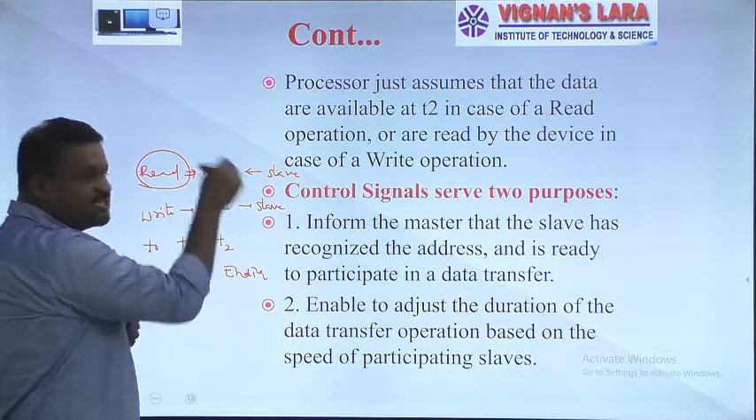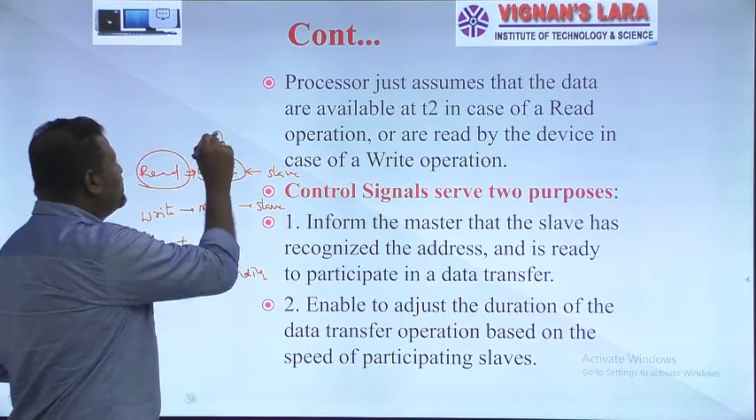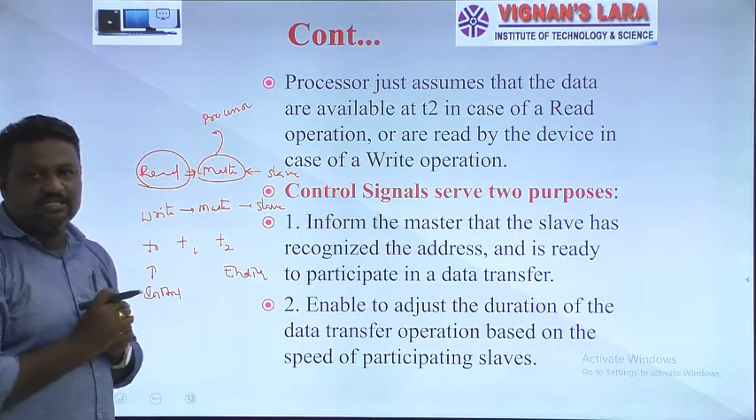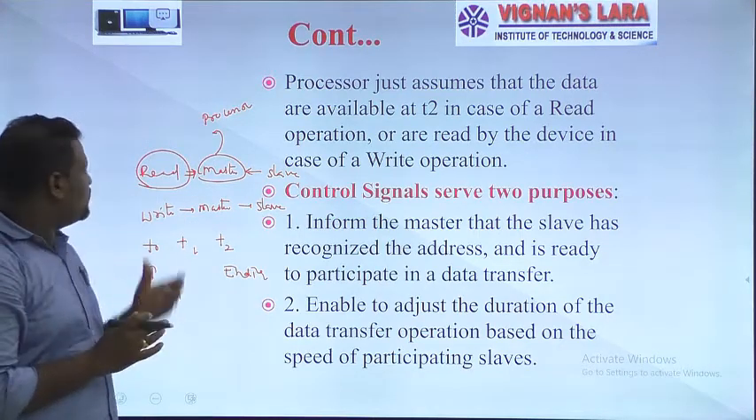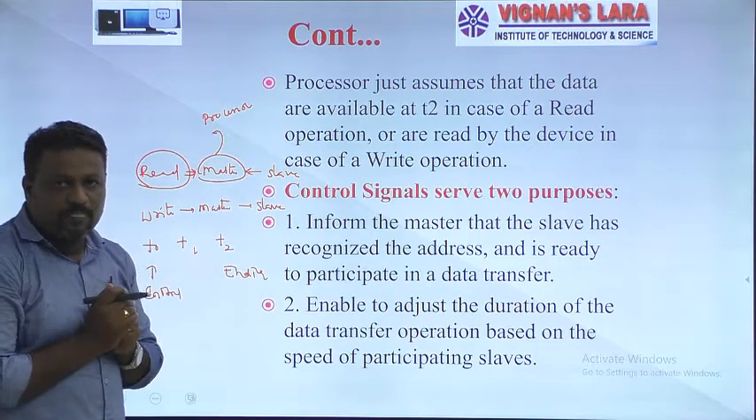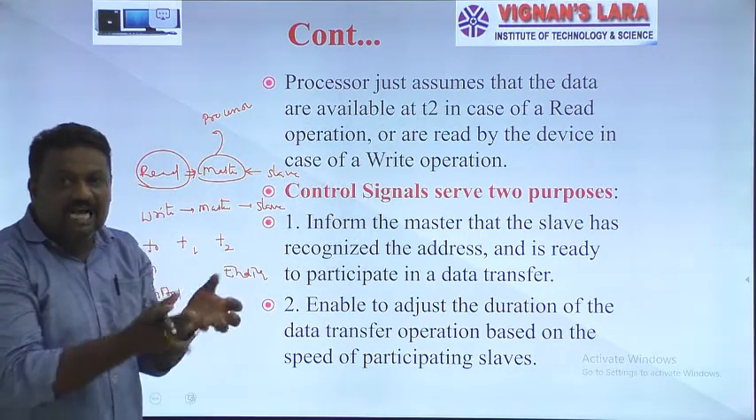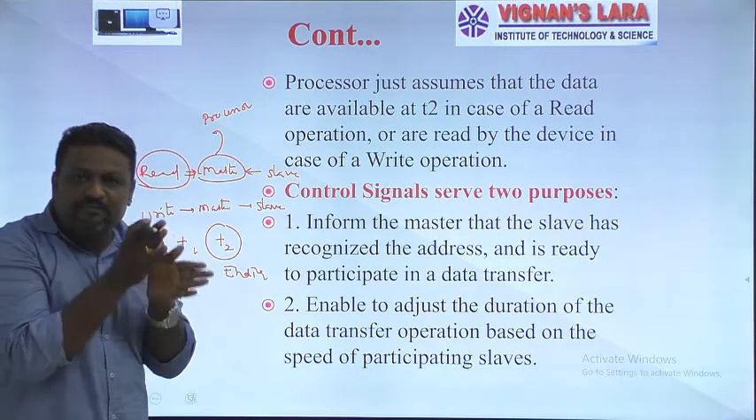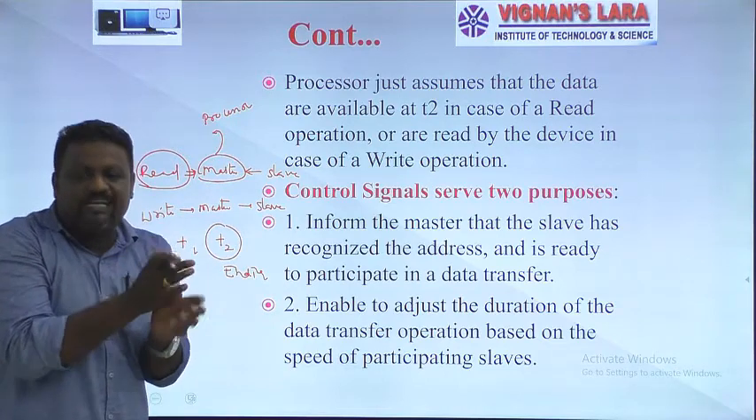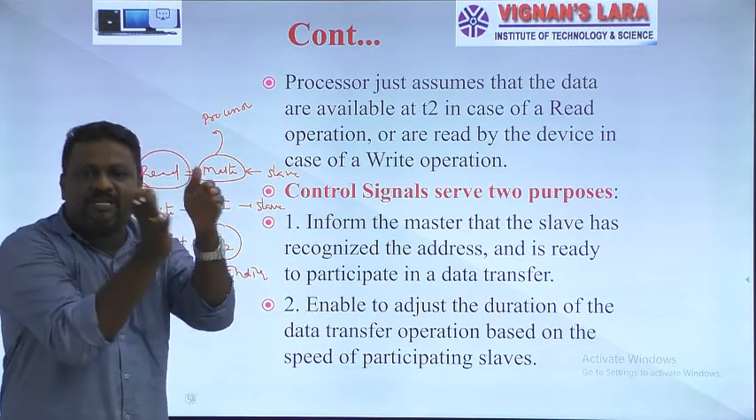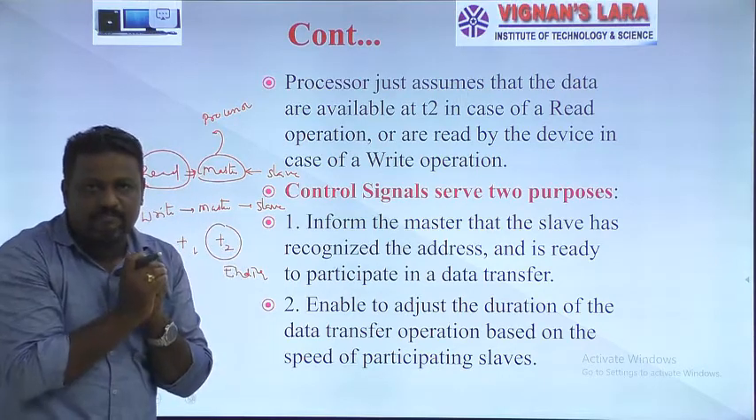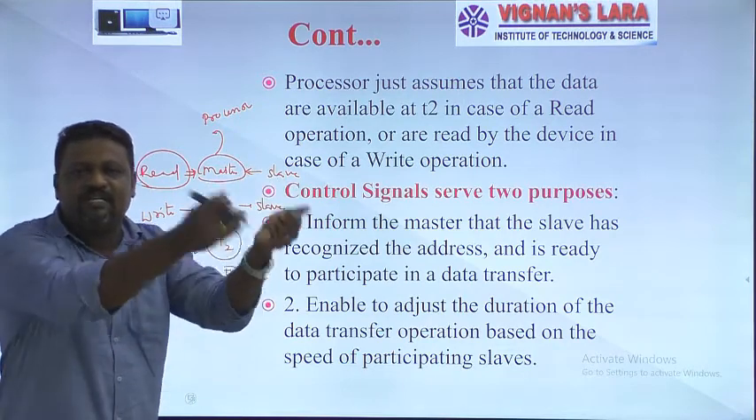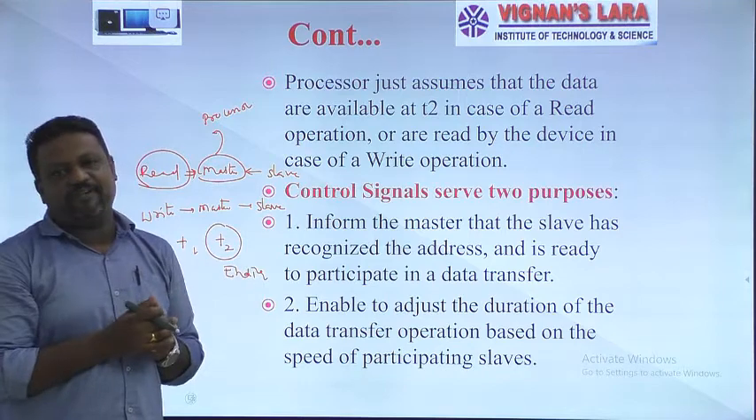Let's assume that in this operation, the master is nothing but a processor or a CPU. So for a read operation, what can the processor assume? The processor assumes that the data is available at T2. Is it true? Yes, because at T2 the data is definitely present on the data lines of the bus. At T2, the master can go and take the data present on the bus, which is copied onto its input buffer register.